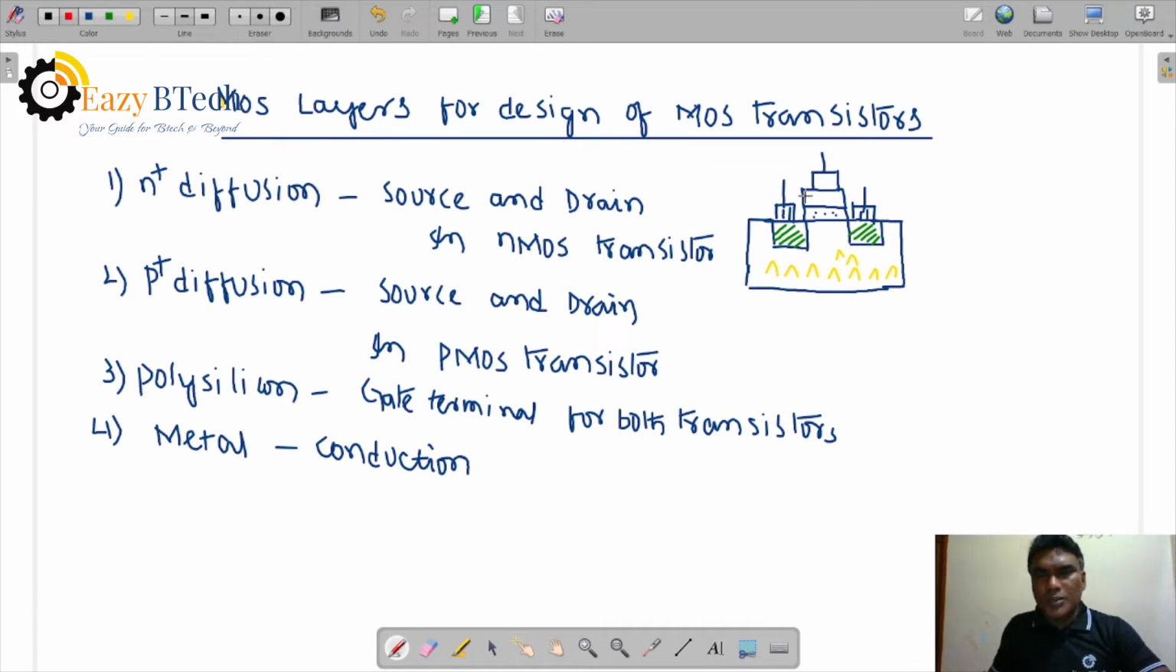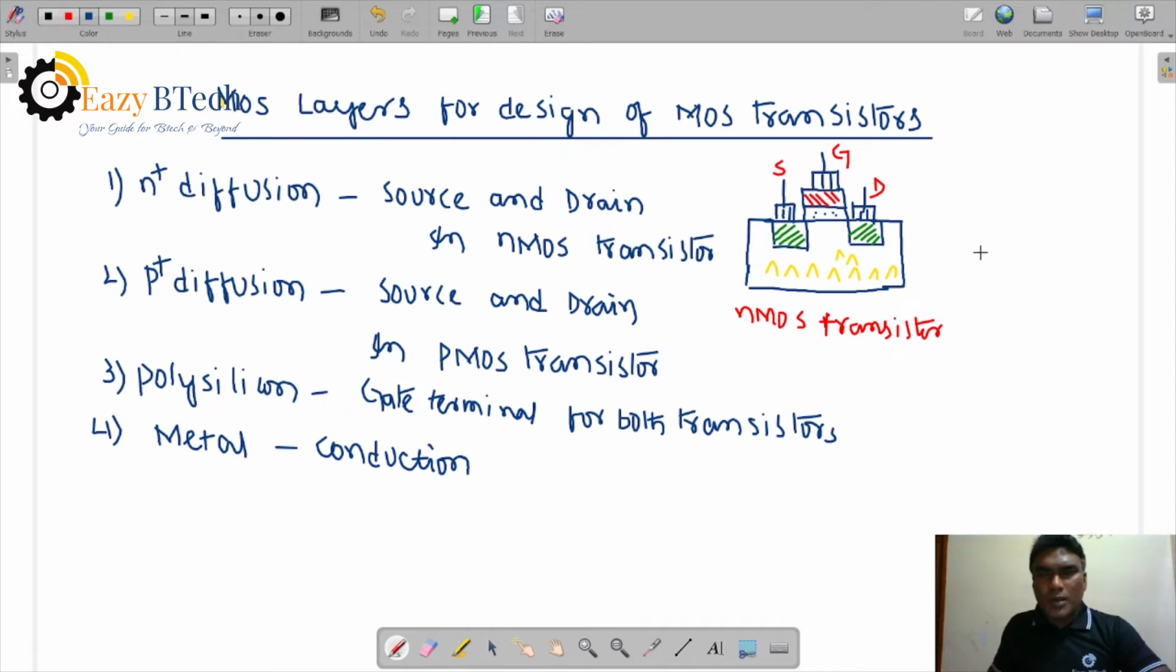Now this polysilicon acts as the gate terminal. The metal layer is for conduction. So the top layer holds the gate, source and drain terminals. This is the NMOS transistor. You see here N plus diffusion for source and drain, polysilicon, and the metal layer, which is the top layer for conduction.